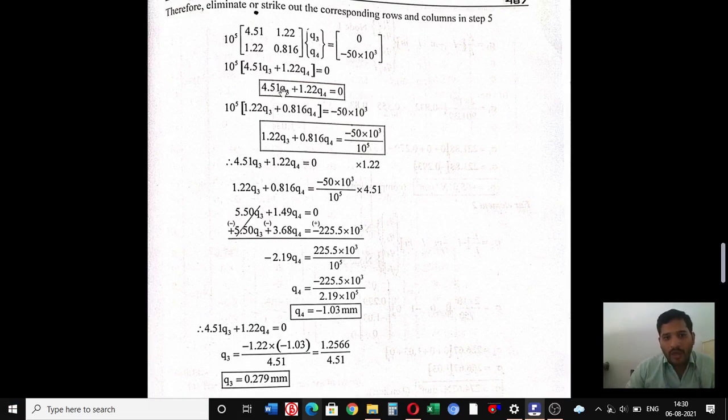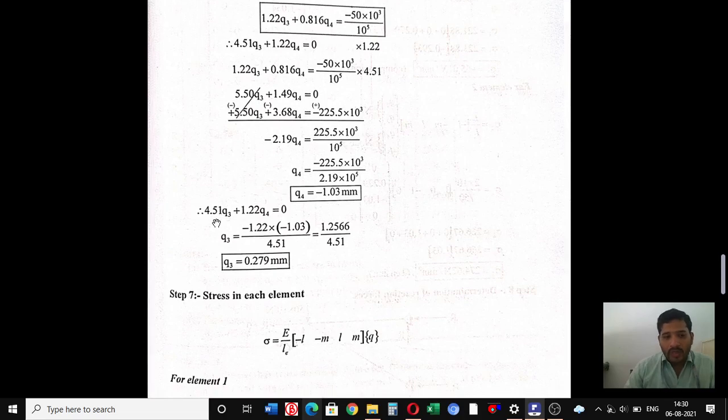So 4.51 Q3 plus 1.22 Q4 equal to 0. So this is Q3 as it is. This plus, if it is moved to this side, it becomes minus 1.22. Q4 value is how much? Minus 1.03 divided by 4.51. If you divide the value, then it becomes 0.279 mm. So we got the value of Q3 is 0.279 mm and Q4 value is minus 1.03 mm.